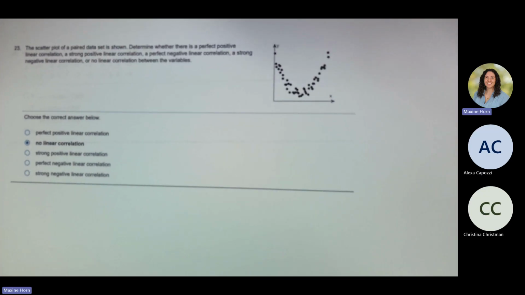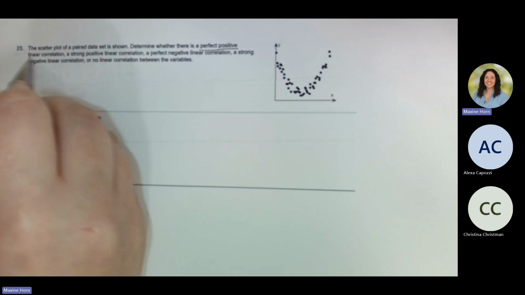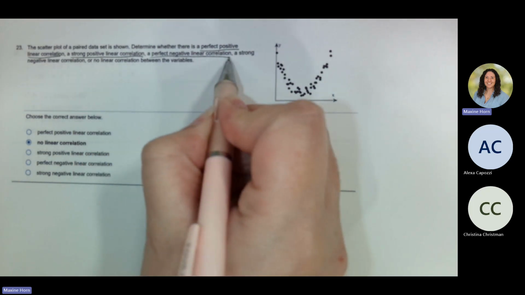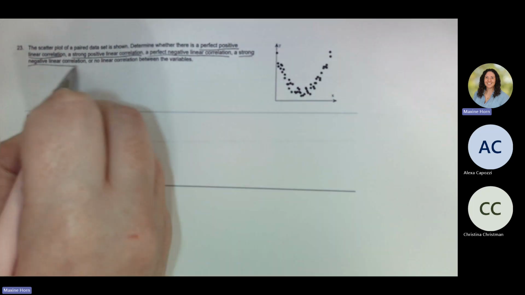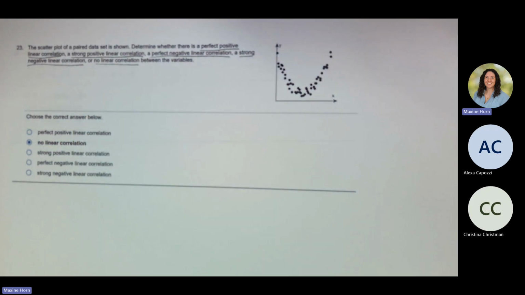Okay, so number 23, let me zoom in a little bit. I don't know, I feel like it's just so blurry. Okay, the scatter plot of a paired data set is shown. Determine whether there is, and they've got some options here, okay? A perfect positive linear correlation, a strong positive linear correlation, a perfect negative linear correlation, a strong negative linear correlation, or no linear correlation between the variables. Okay, so let's talk about what each of those would look like.